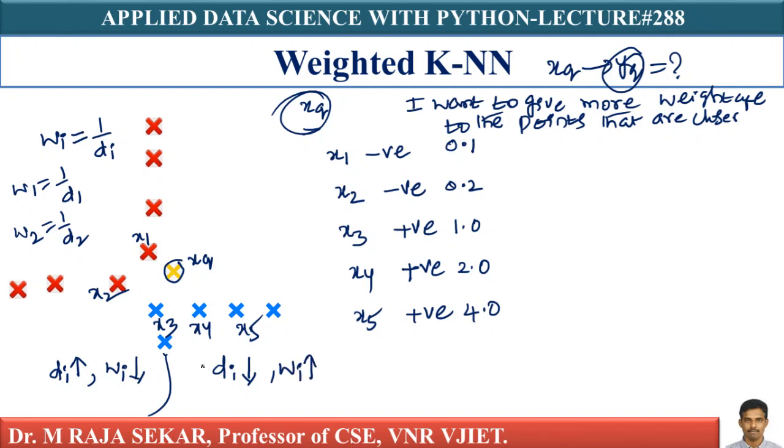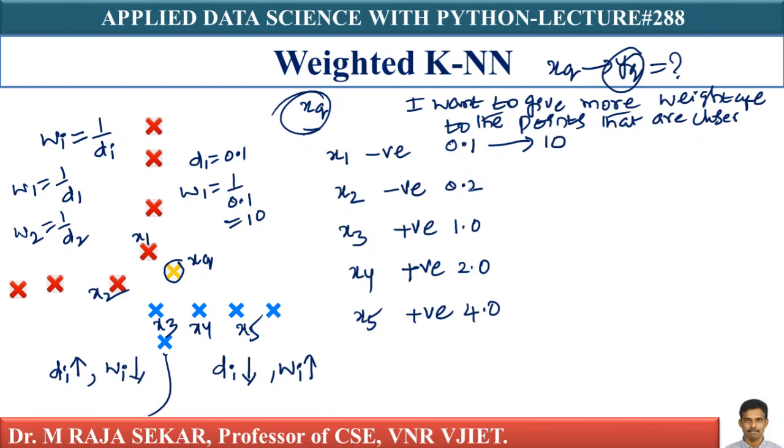What does it mean? They have got an inverse relationship. That is the relationship here. If my distance is 0.1, let me say D1 equal to 0.1, what is my W1? 1 by 0.1. 1 by 0.1 means what? It is 10. Therefore, my corresponding weight is 10.